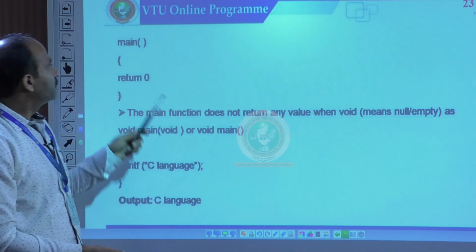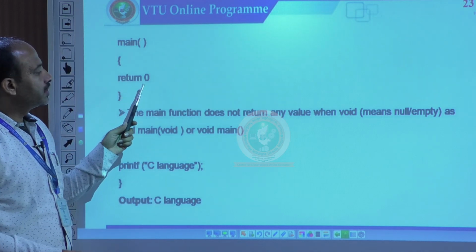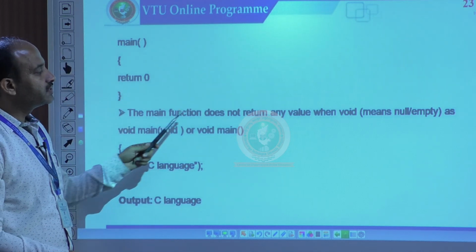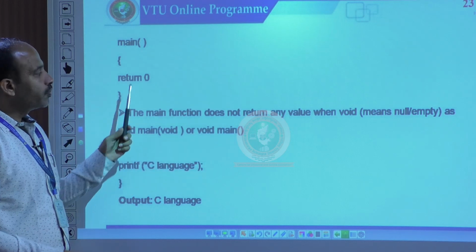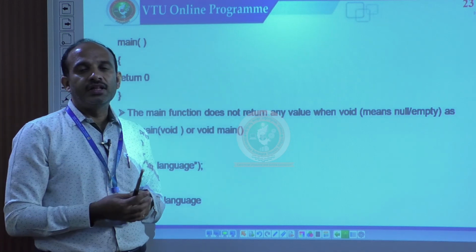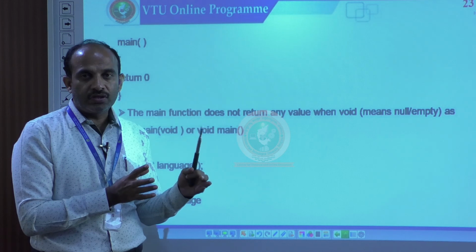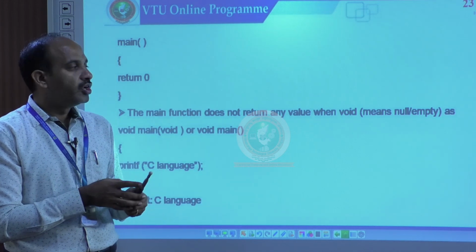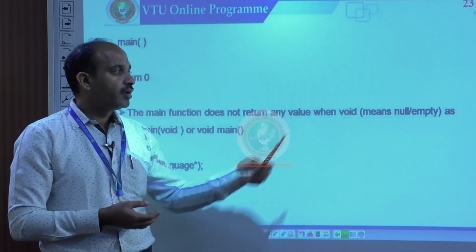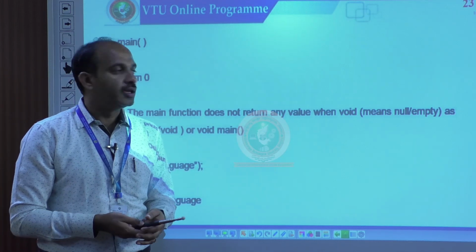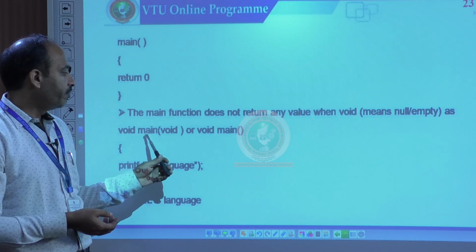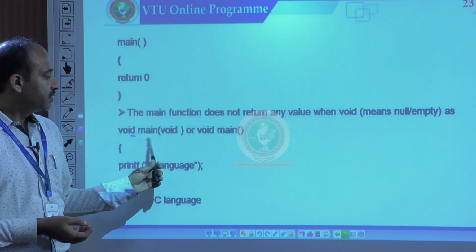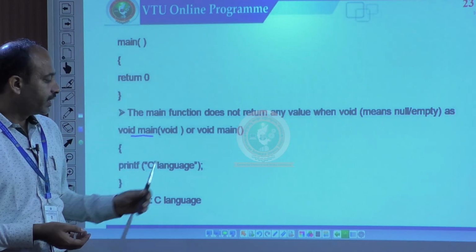We'll see that. See, in main I am just using return. So this main function does not return any value. If I want to return something, you can define int. If you want to return an integer value, you define int. If you don't return anything, then we call it void, that means empty, null. So here it's void main.